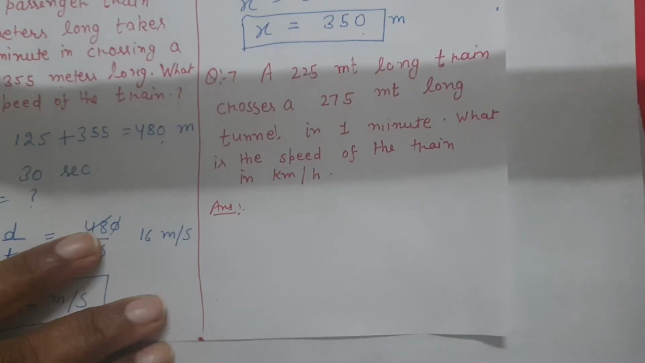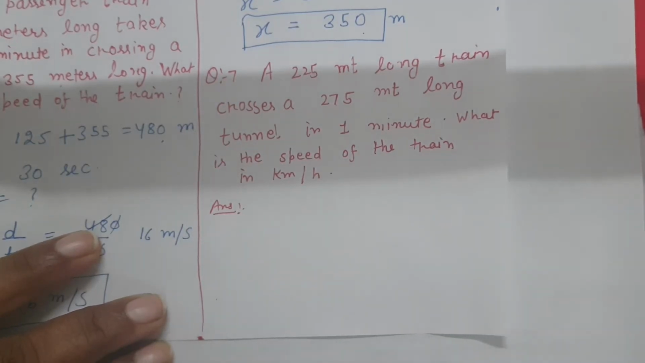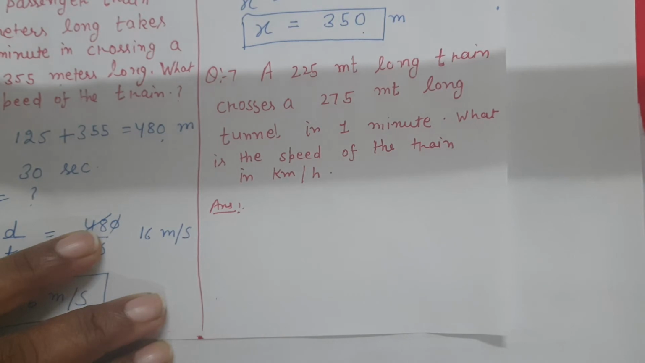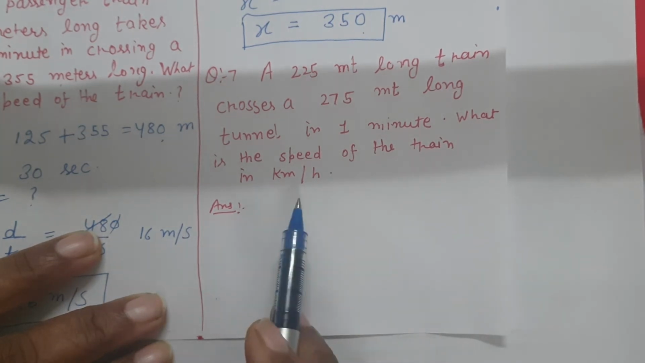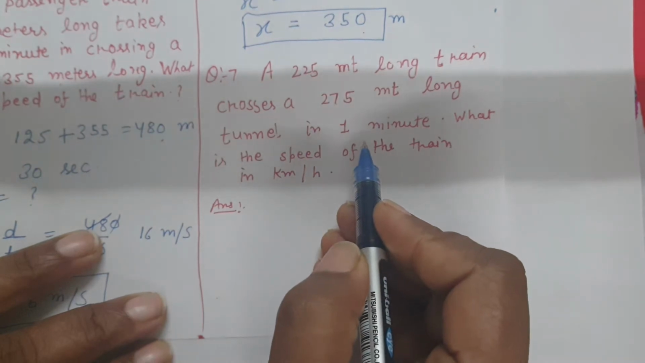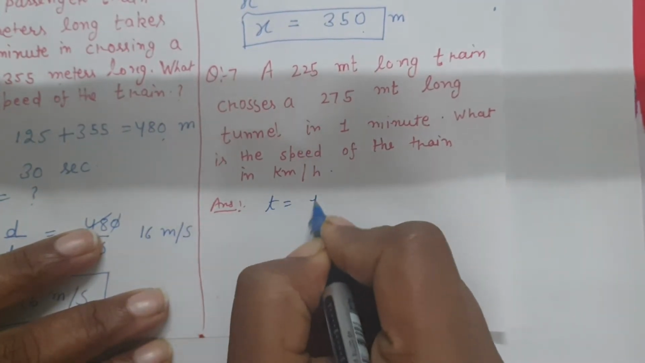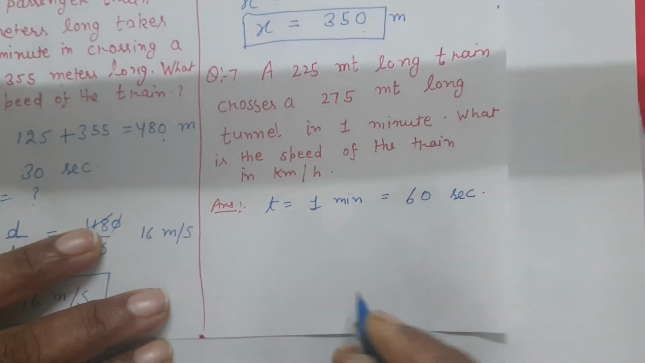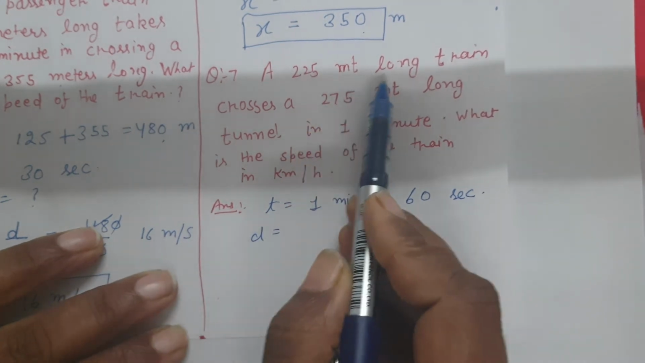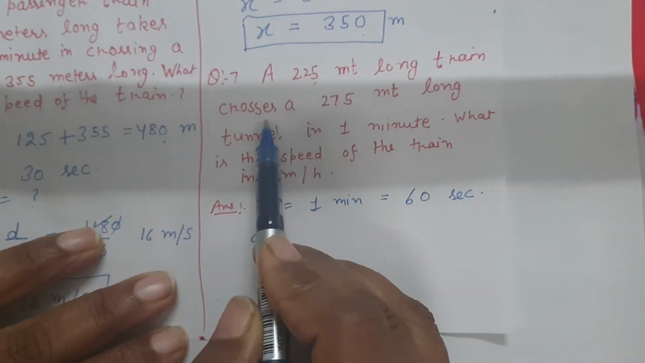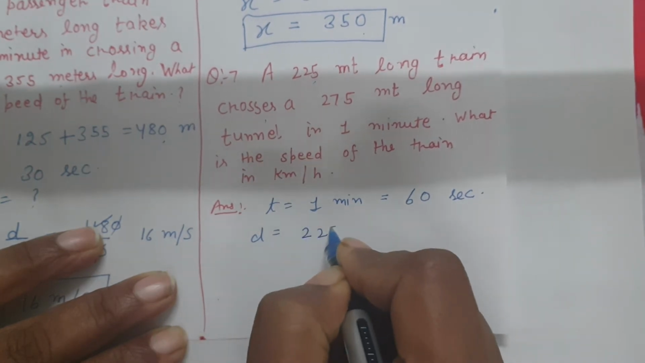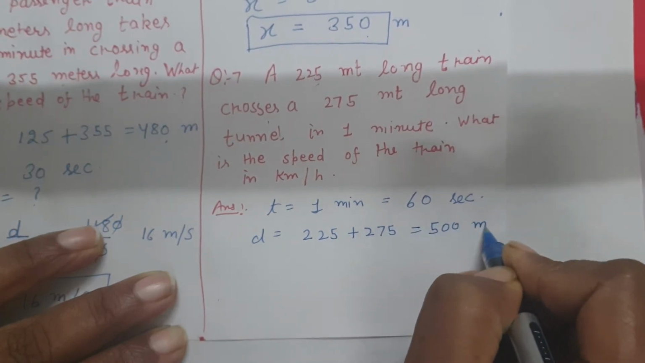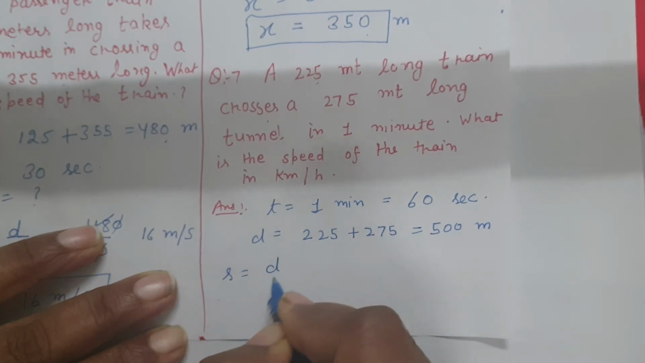It means the length of the bridge is 350 meters. This is the answer. Now the next question: a 225 meter long train crosses a 275 meter long tunnel in 1 minute. What is the speed of the train in kilometer per hour? We know the time is 1 minute, which equals 60 seconds. And we know the distance is the length of the train plus the length of the tunnel. It means the distance is 225 plus 275, which is 500 meters.